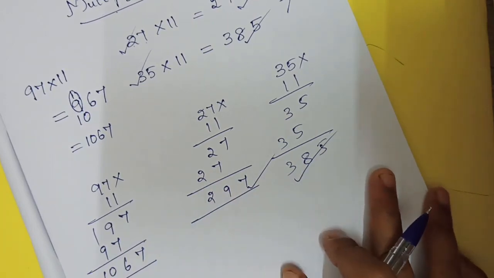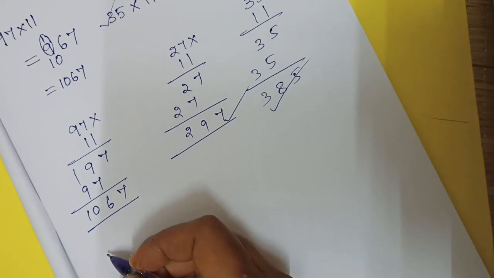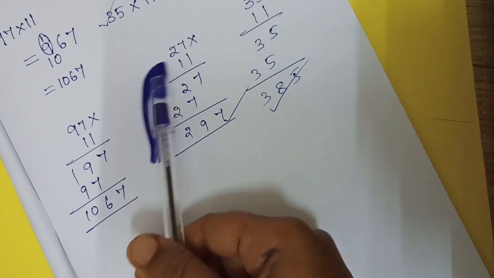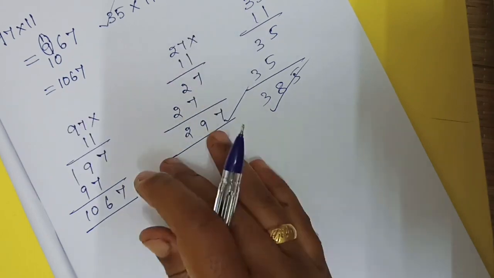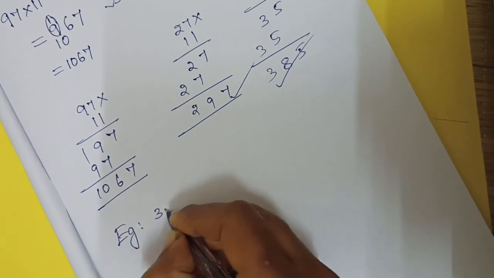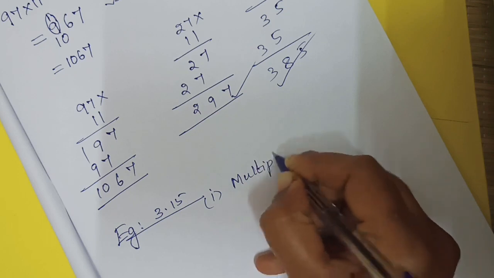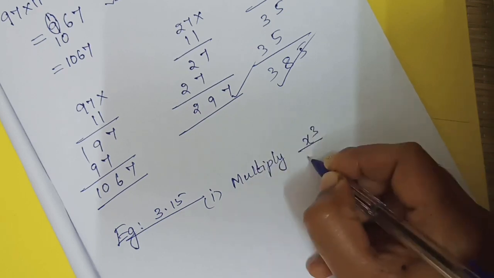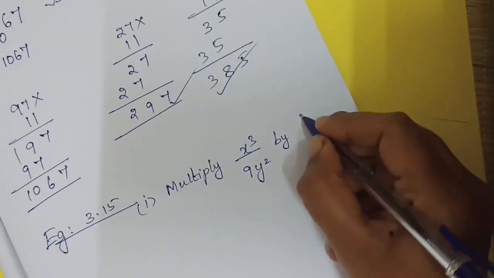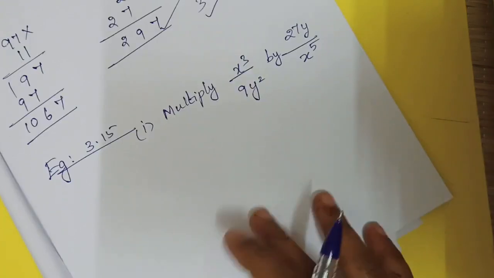So here, the next sub-chapter is operations on rational expressions, where we are going to learn multiplication. I just gave the intro about that. Now let's move to the book example. Example 3.15, first one. Multiply x cube by 9y square by 27y by x power 5. Shall we do this now?